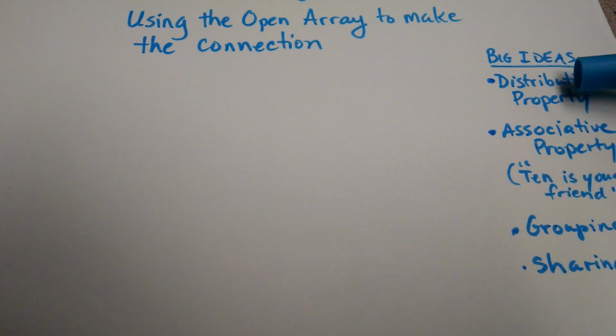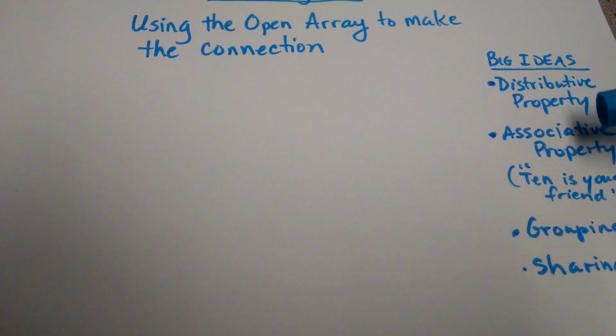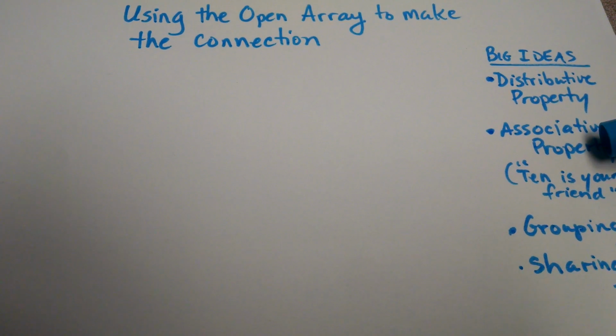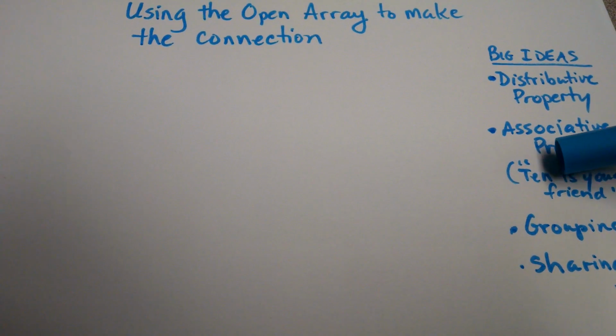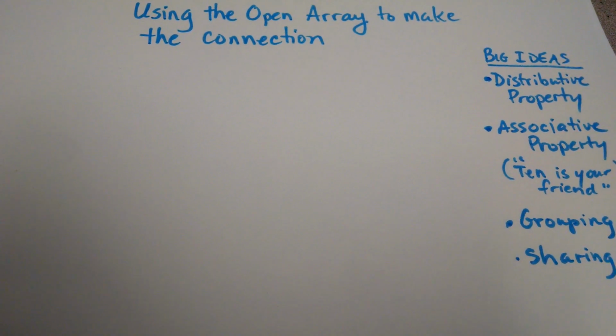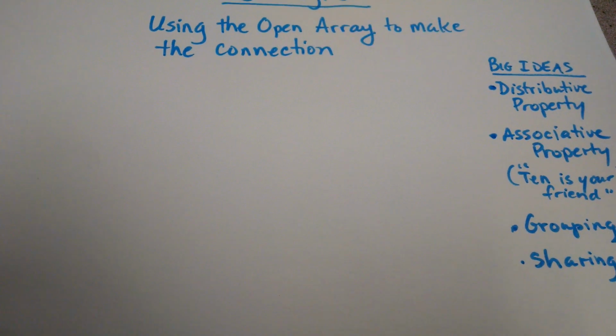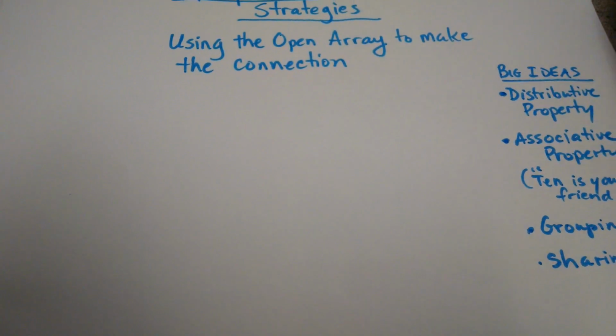On the side here, I have some big ideas. We're going to talk about the distributive property. We're going to talk about the associative property, which deals with using your 10 facts, so that's why I have 10 as your friend. And then in division, there's grouping and sharing division, and helping us understand the difference will help your children understand the concept of division.